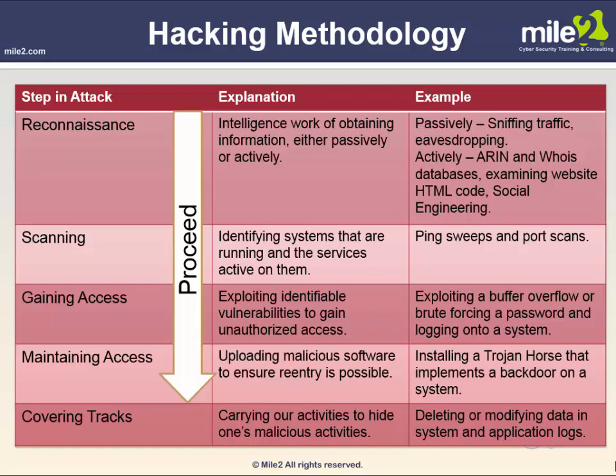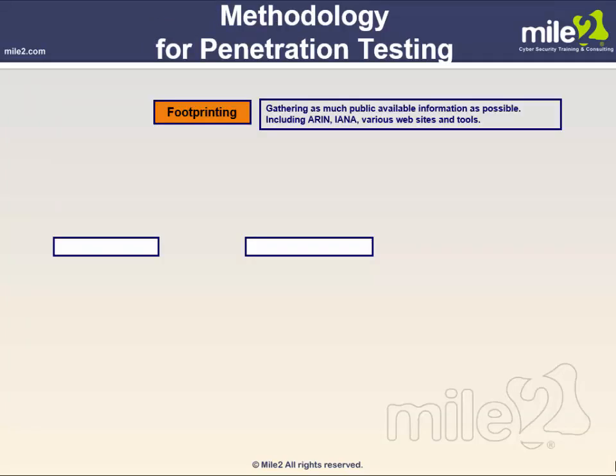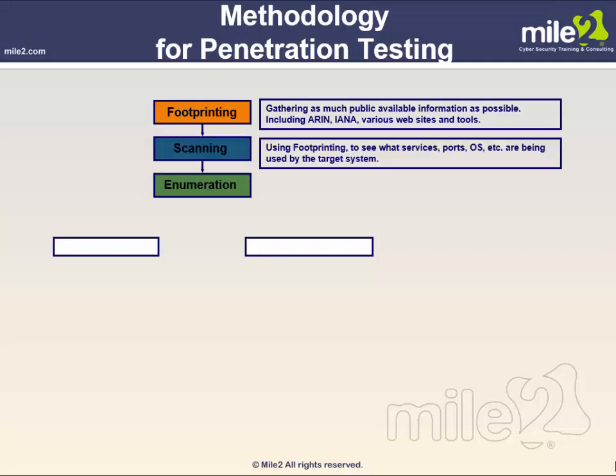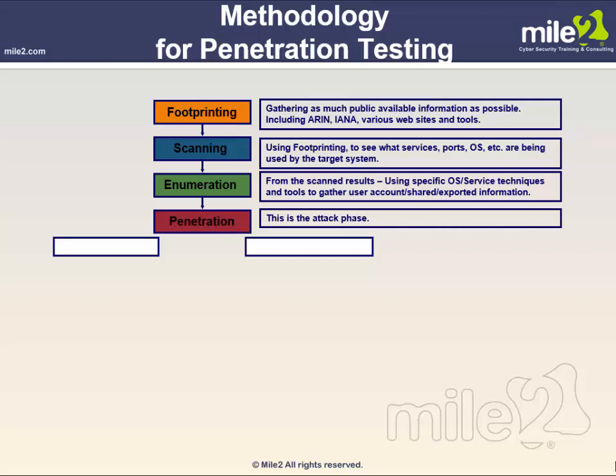and covering our tracks. So methodology for pen testing, basically we start off with footprinting, right? We want to gather as much publicly available information as possible. And we can basically get this through ARIN, IANA, various websites and tools and so forth. Again, we'll have a whole section just on that. Again, the scanning portion, enumeration, we just talked about this, right? And then here we get into what's called the penetration side.